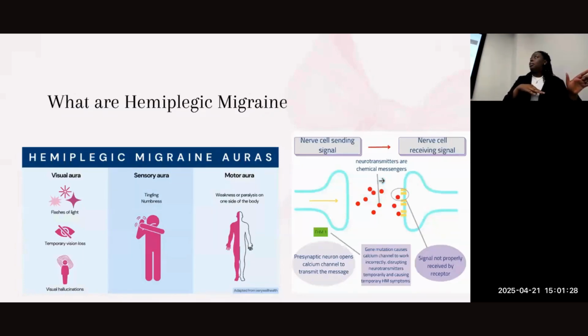With the project I just explained, I'm really interested in connecting both of those projects together. Hemiplegic migraines are a rare neurological disorder that causes stroke-like symptoms. This includes weakness or paralysis on one side of the body, tingling or droopiness in the face, temporary vision loss, and hallucinations. I tied hemiplegic migraine with psychology and neuroscience: the FHM1 gene mutation causes the calcium channel to not work correctly, so the receptor does not get the signal.